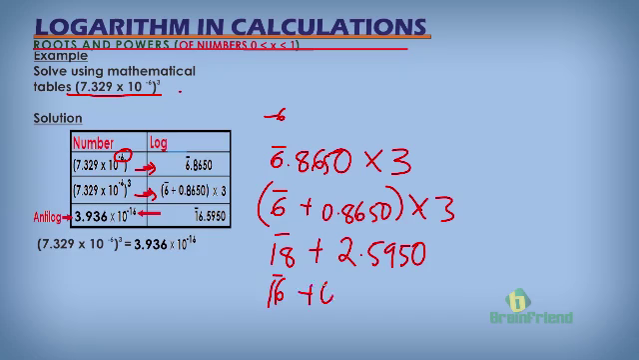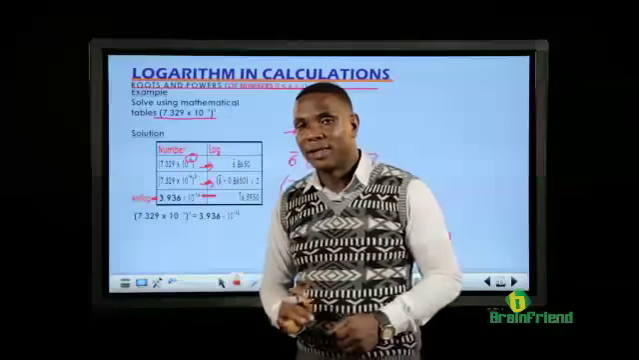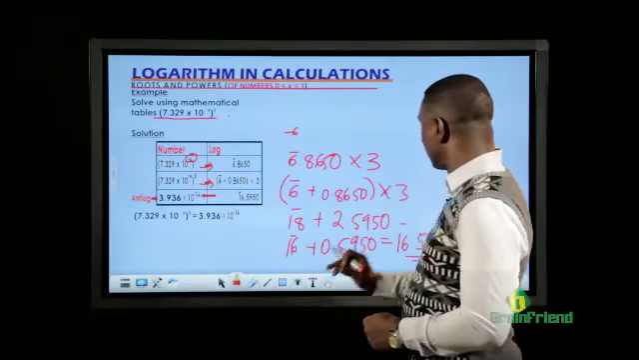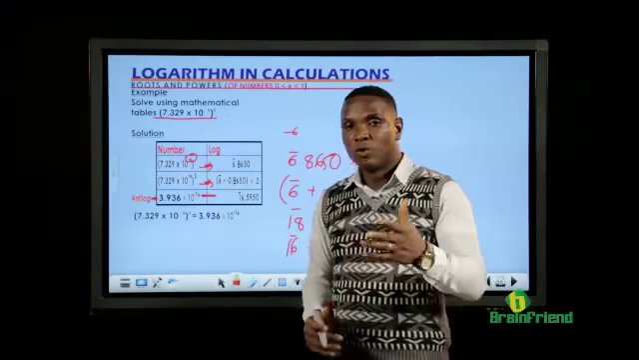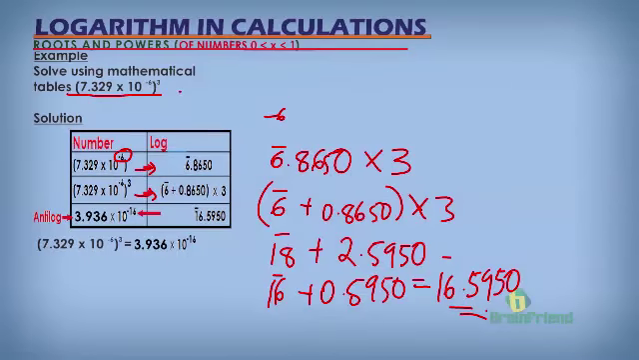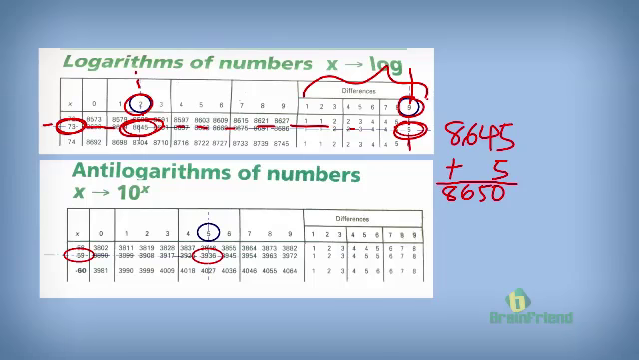And we have our remaining parts here as 0.5950. If we combine both there, we'd have bar 16.5950. Again, the number that we seek is the anti-logarithm of our gotten value here, which is bar 16.5950. So to find the anti-logarithm, we simply use our anti-logarithm table to find that.